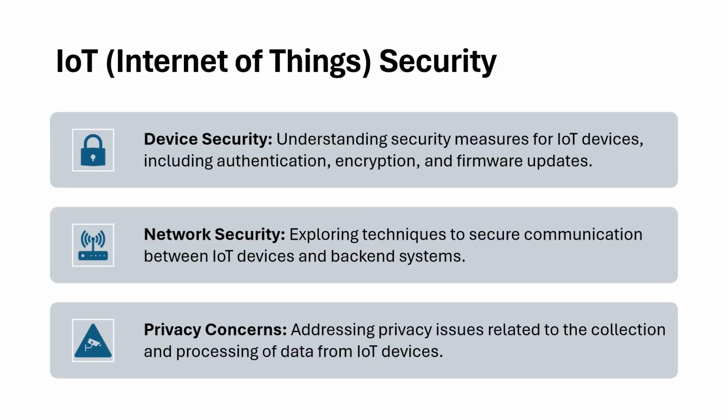IoT, Internet of Things security, covers device security, network security, and privacy concerns. Understanding the security measures of IoT devices includes authentication, encryption, and firmware updates. So this means you have IoT devices. IoT stands for Internet of Things. Before, we had sensors which used to detect something natural, like the temperature outside, say 10 degrees or 20 degrees. This is digitized and we get the data, and this data is fed over the internet, and in some remote place you can monitor this data. That is what IoT is.